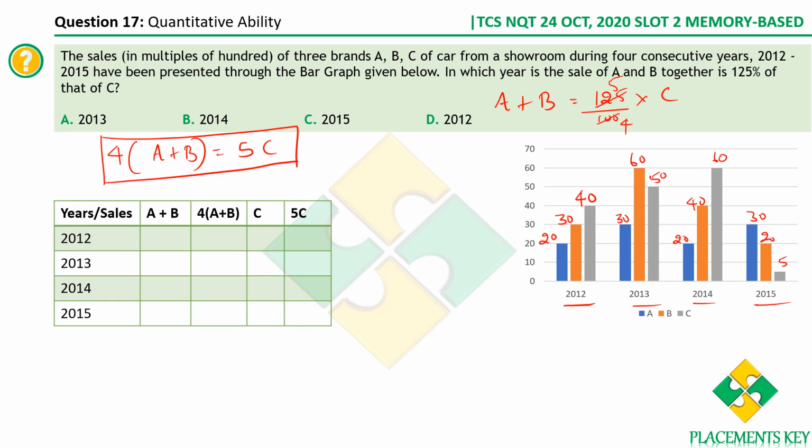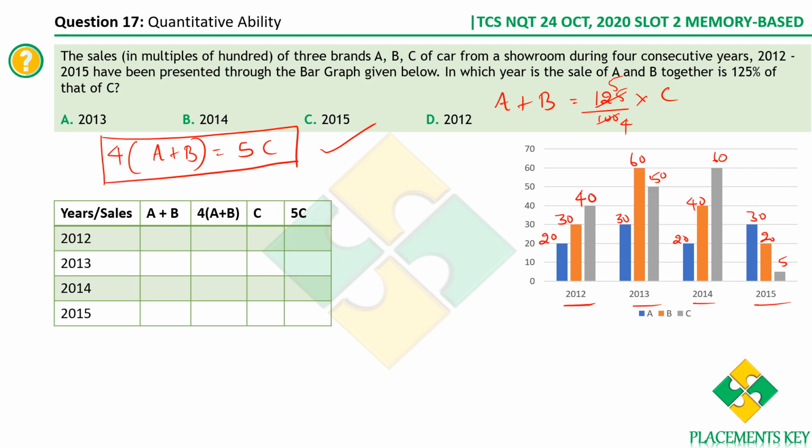Now what are we supposed to find? We have to see for which year this condition is satisfied: in which year the sale of A and B together is 125% of that of C. So A plus B is equal to 125% of C, which gives 4 times (A plus B) equal to 5C. Let's see in which year it satisfies.